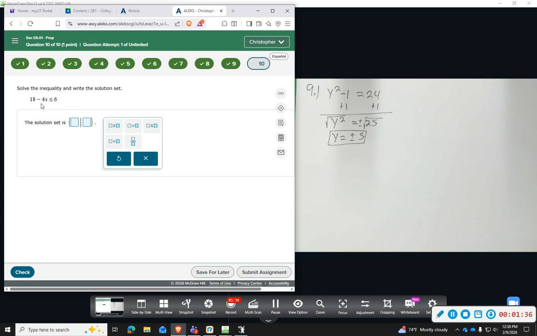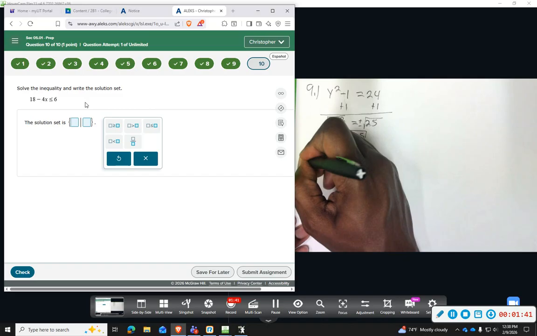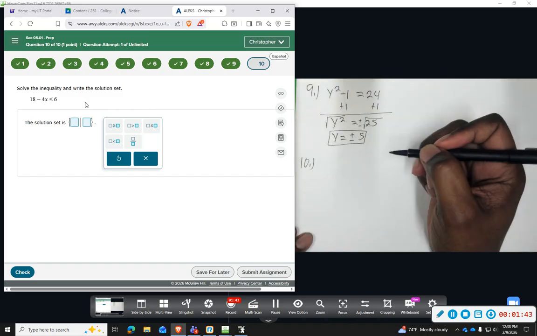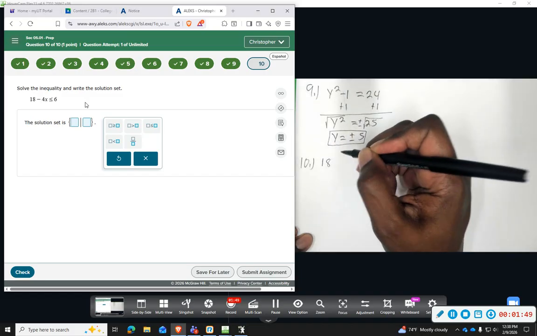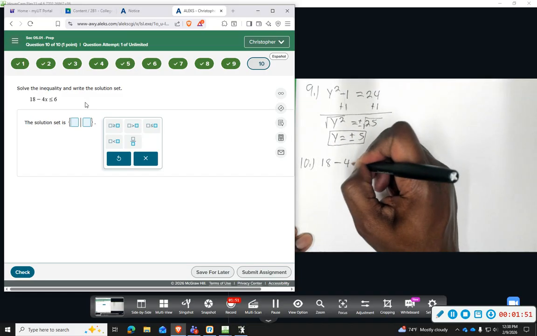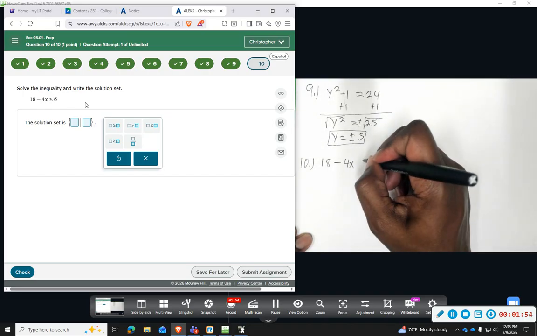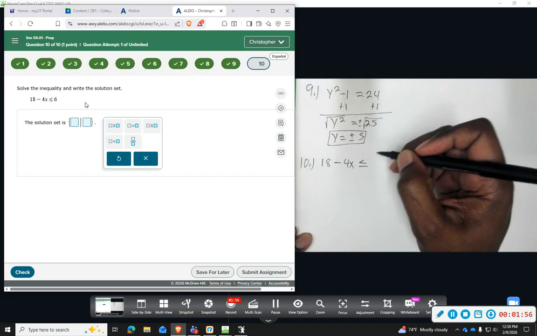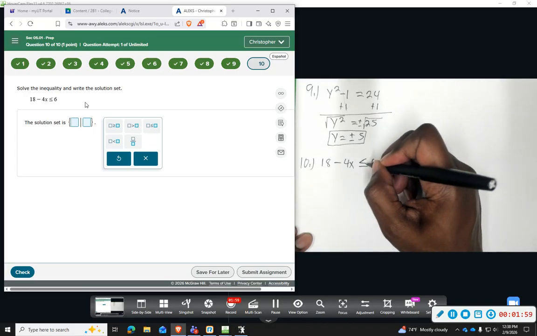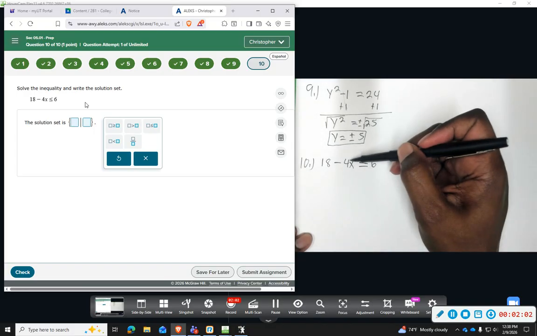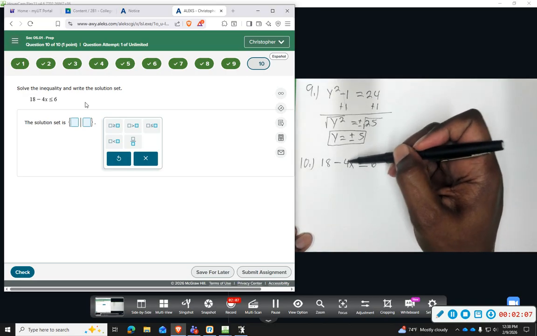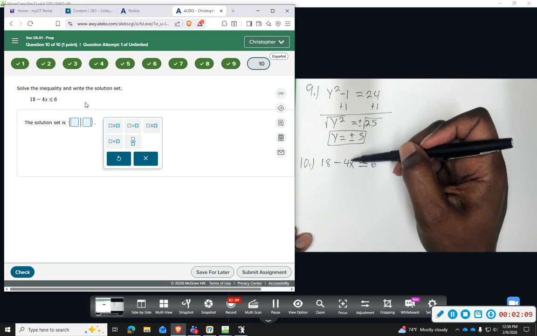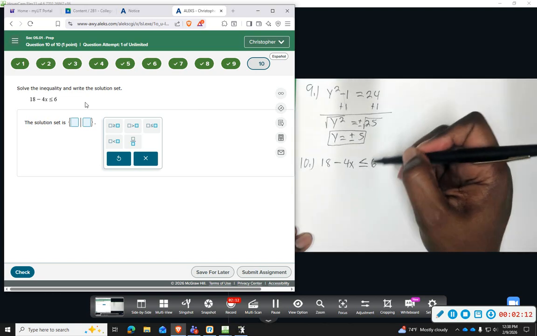And then 10, we're going to solve an inequality. There's some rules with inequalities, and we'll kind of go over them as they pop up. So we have 18 minus 4x is less than or equal to 6. Now, for reference sake, when we solve an inequality with a variable, I usually want that variable on the left-hand side. That is going to help you when you're trying to determine the solution.